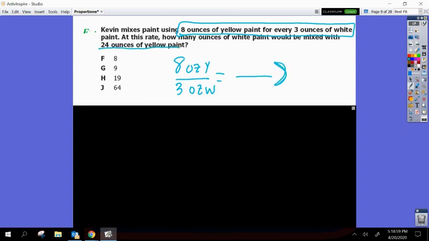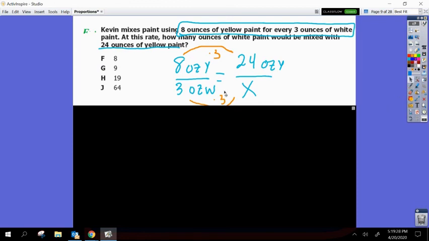To be consistent, will it go on the top or the bottom? Well, since yellow is on the top, we have to put yellow on the top again. Therefore, we would put 24 ounces of yellow, and we're looking for how many ounces of white. You could cross multiply. You also might notice that from 8 to 24, that's times 3. So this is also times 3. Therefore, the answer ends up being choice G, or 9.